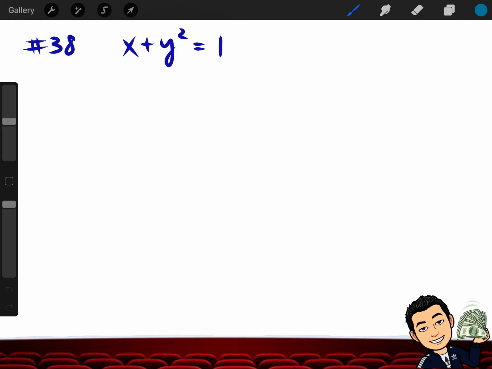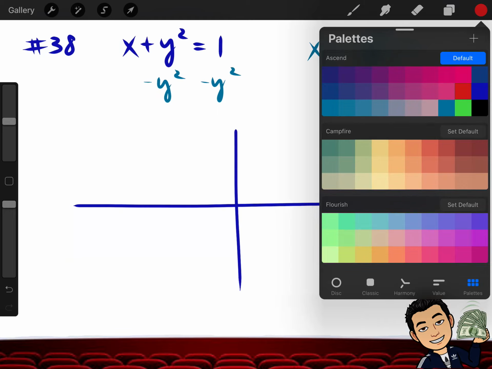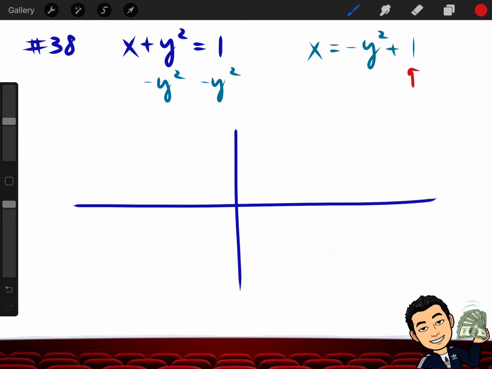So first of all, subtract y squared on both sides. This is going to be a similar graph as the previous one. So x equals negative y squared plus 1. In order to graph this one, understand that this is going to be the x-intercept. And then you know that this is going to cause a reflection.